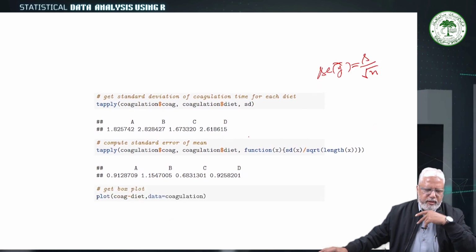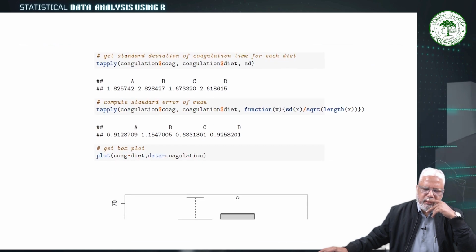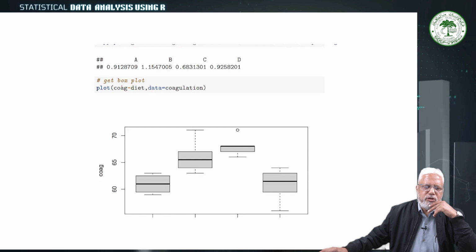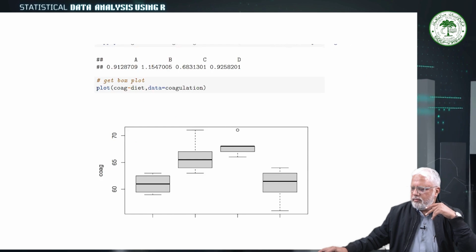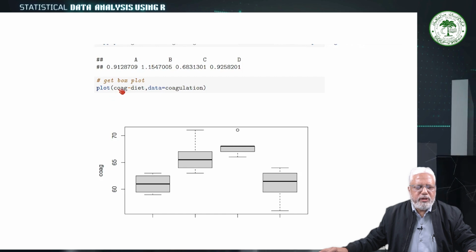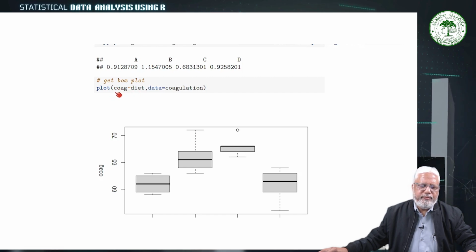Now we are plotting coag against diet, with data equal to coagulation. Here coag is numeric and diet is categorical, a factor variable.